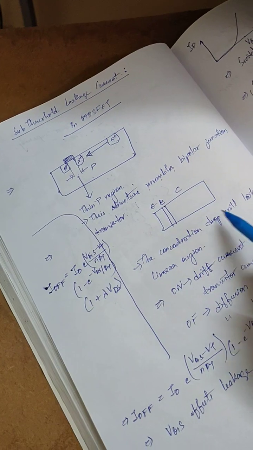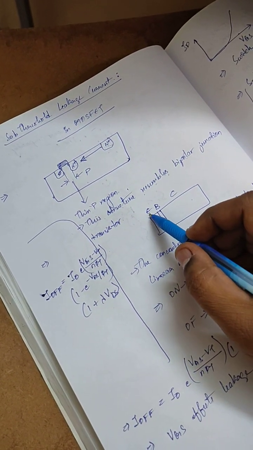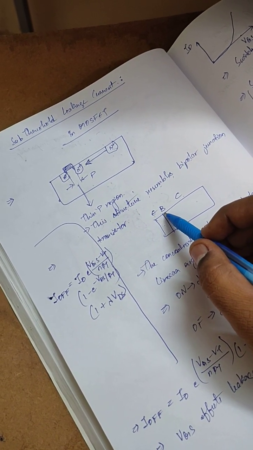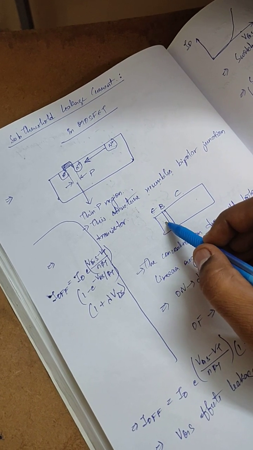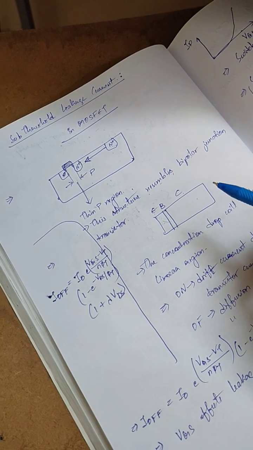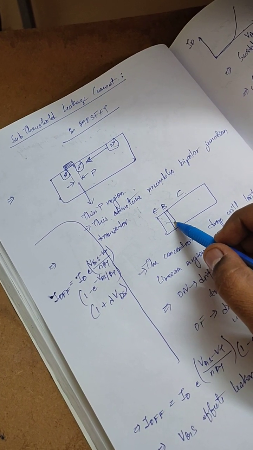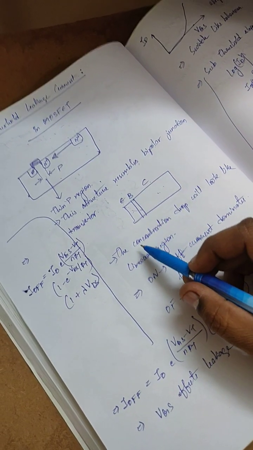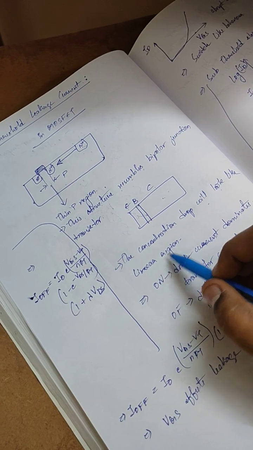In a bipolar junction transistor, say there is an emitter, base and collector. If the base is significantly smaller, the electrons come to the base, and as the region is very small, these electrons can go from base to collector also. The concentration drop will look like a linear region.